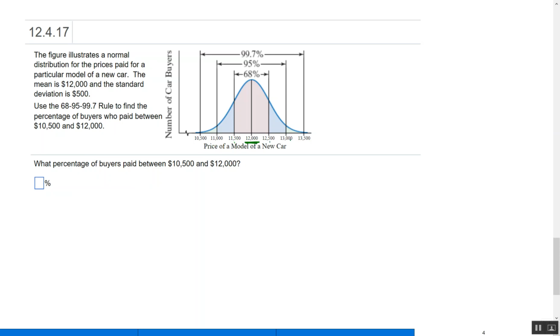And then you go up two standard deviations, so you add 500 again and subtract 500 again. Go out three standard deviations, again above and below. So that's going to give you 99.7% of the data items.